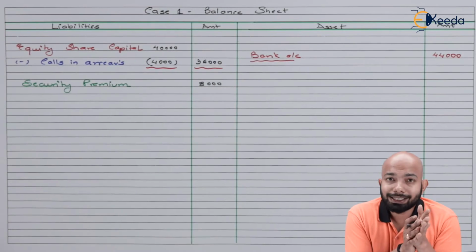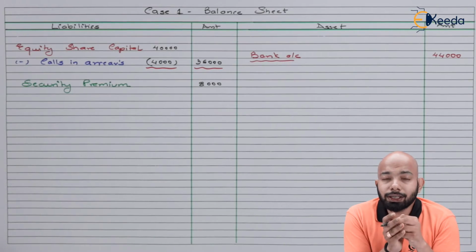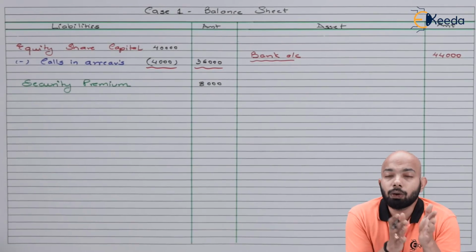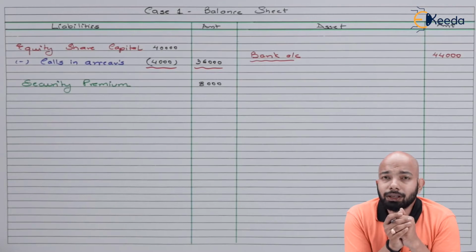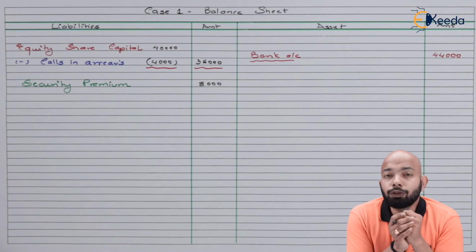Security premium that we have received here is amounting to 8,000. Although there are certain calls in arrears, we have already taken that amount in the calls in arrears category here. Hence we need not subtract calls in arrears further from the security premium. So the total here comes to 44,000.